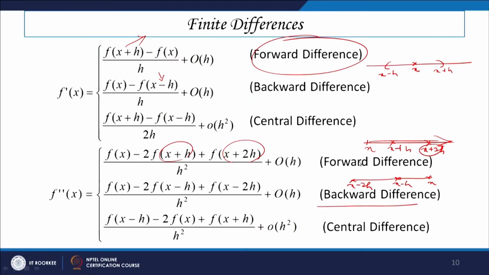Especially, we have derived this formula for central difference approximations, which is written as f(x minus h) minus 2f(x) plus f(x plus h) by h square plus order of h square. Since this third formula gives us a second order approximation, it can be considered the best approximated formula whenever we use it for computation.